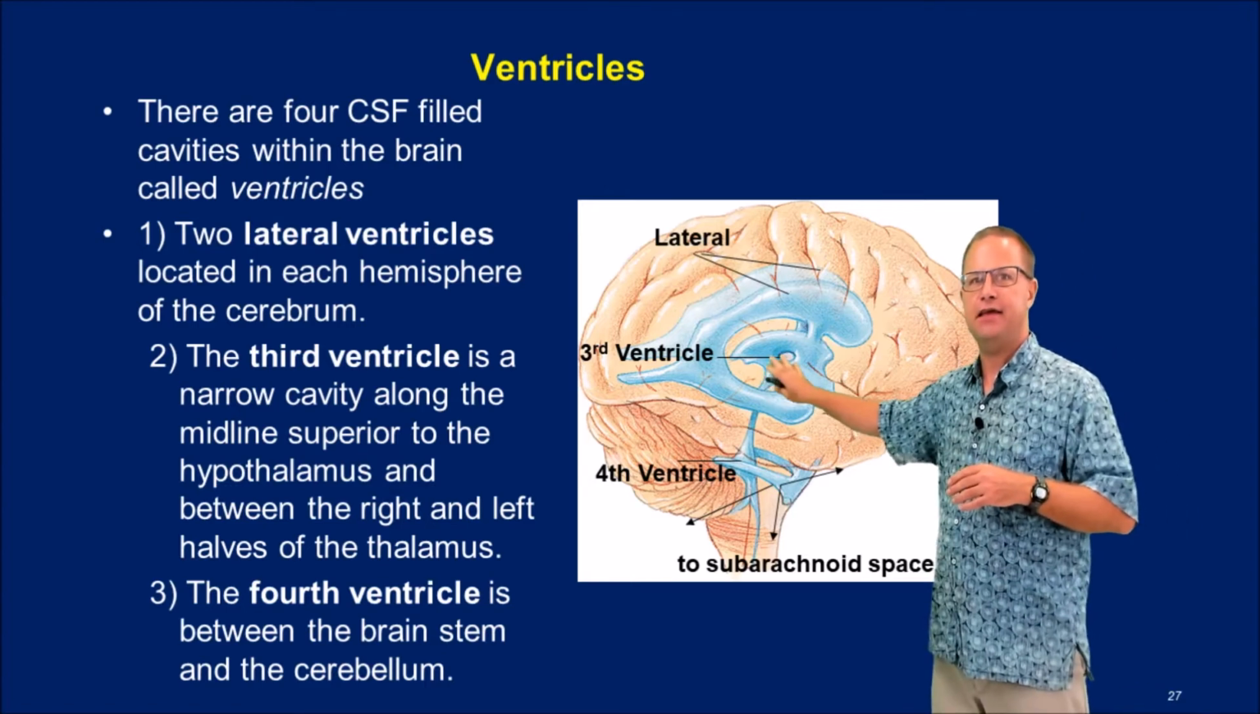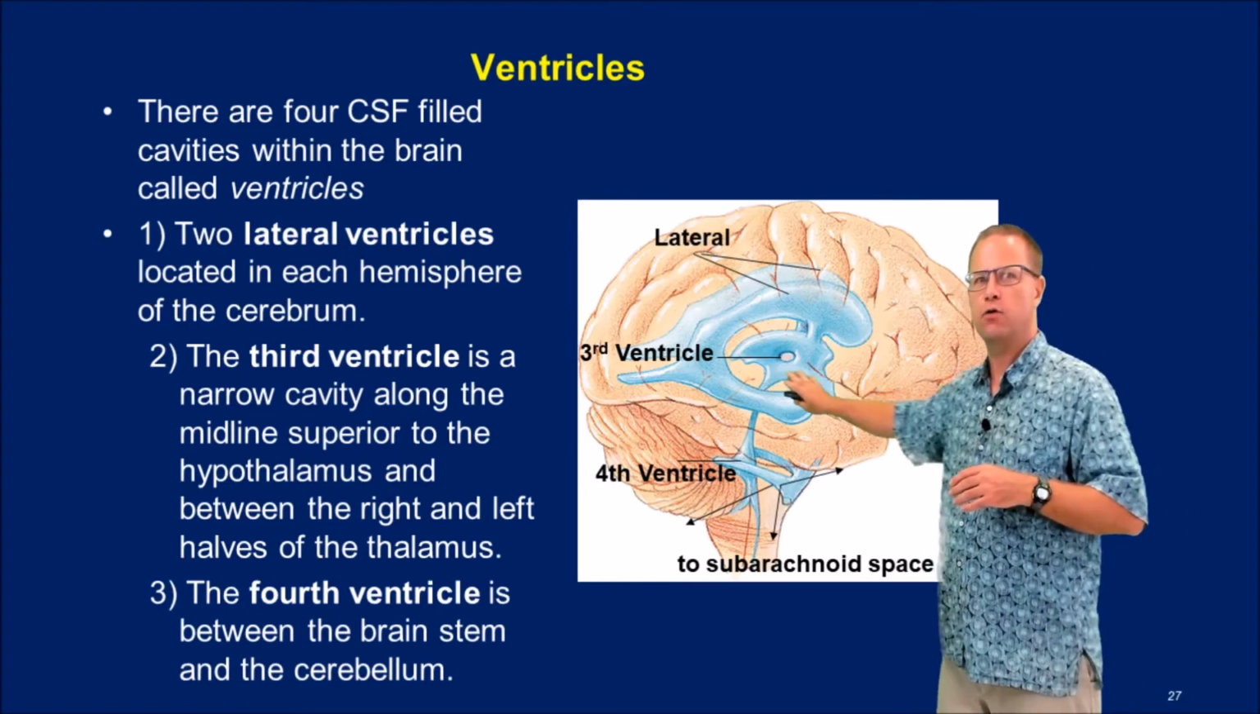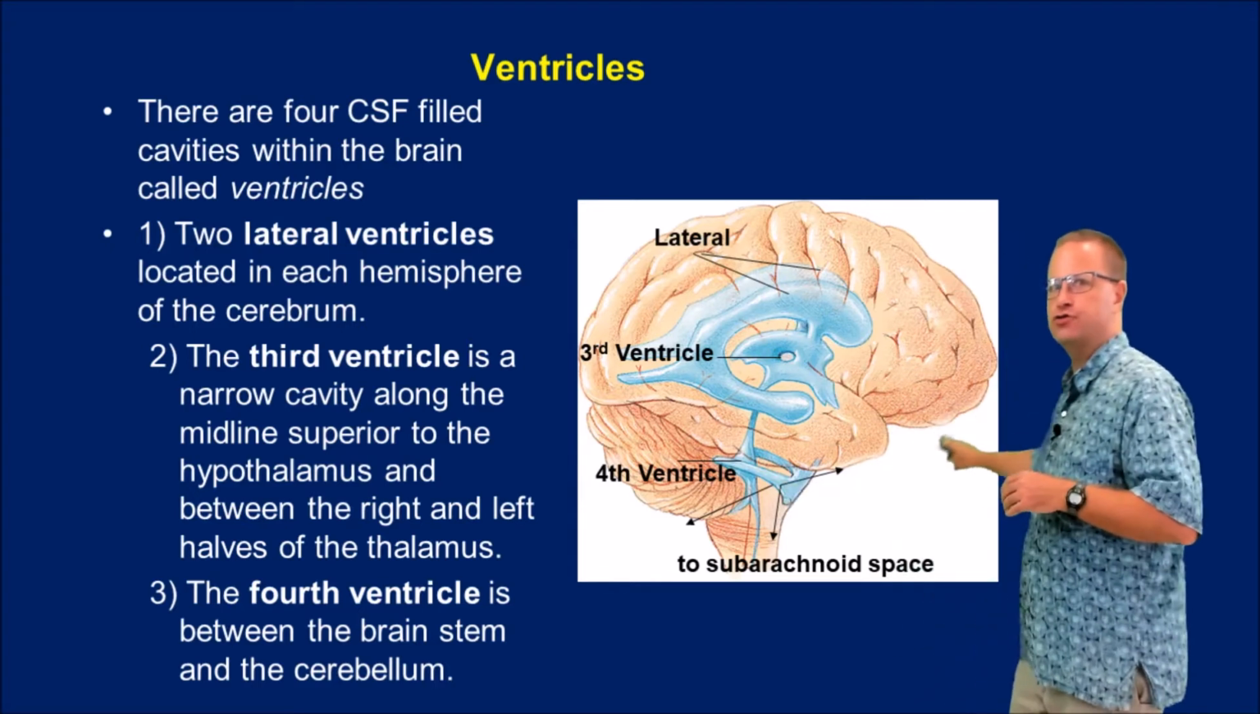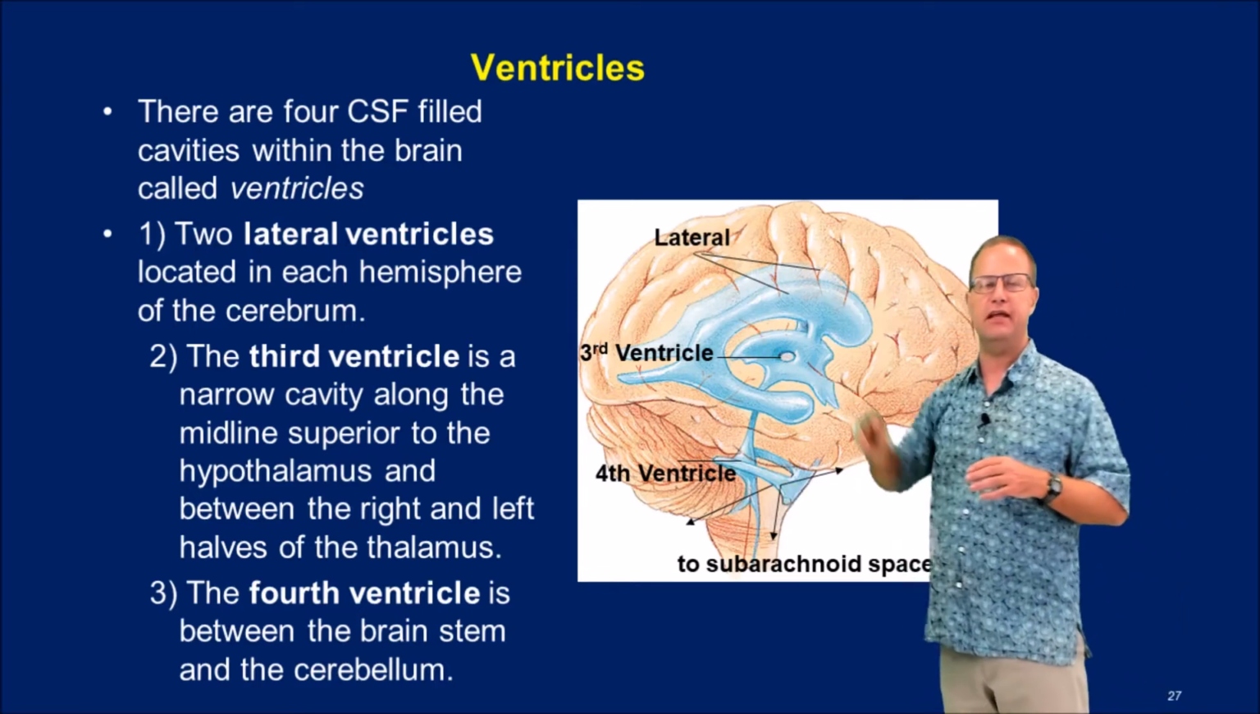Now, the CSF is generated up here in something called the choroid plexus, and it basically travels through all these different ventricles, and it also travels around the brain within the meninges.